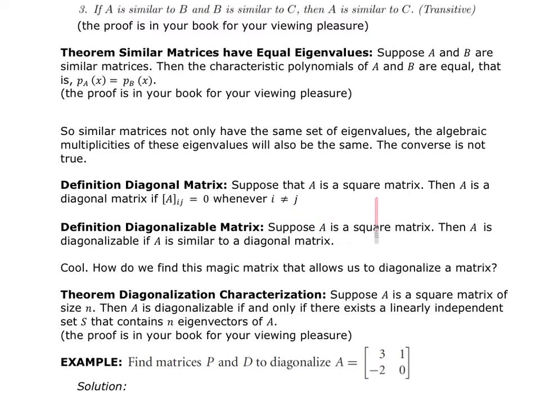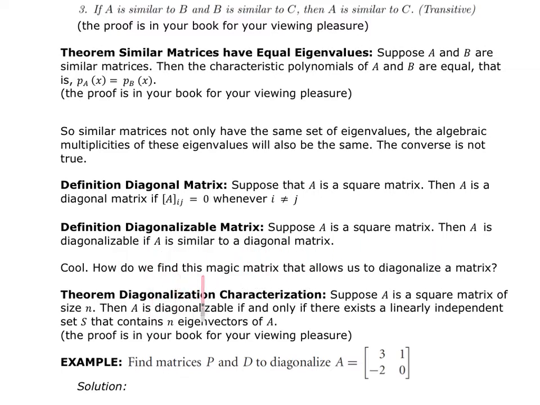Suppose A is a square matrix, then A is a diagonal matrix if I have zeros in every position except down the diagonal: the A11, the A22, the A33, etc. So that's what it means to be a diagonal matrix. We've now formally defined it. And we say that a matrix is diagonalizable if it is a square matrix and if A is similar to a diagonal matrix.